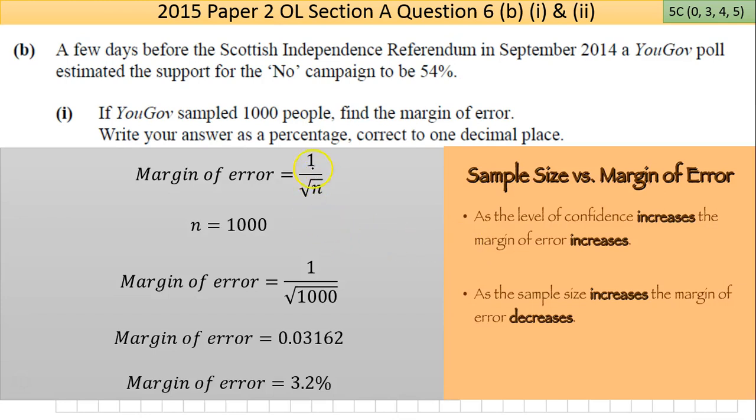Your formula is 1 over the square root of n. N is 1,000, so you put 1,000 in instead of n and get 1 divided by the square root of 1,000. That comes out to be 0.03162. They ask us to write that as a percentage, so you multiply by 100 and get 3.162. To one decimal place, I look at the 6 and round up, so the 1 goes up and you end up at 3.2%. That's the margin of error, worth 5 marks.